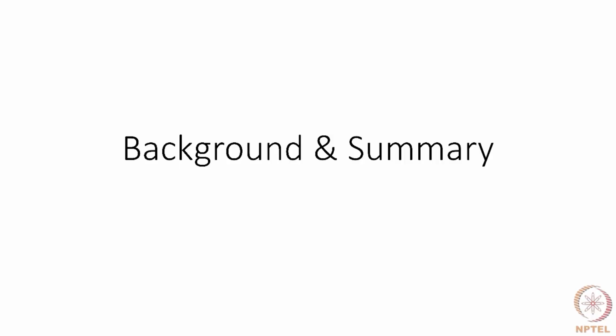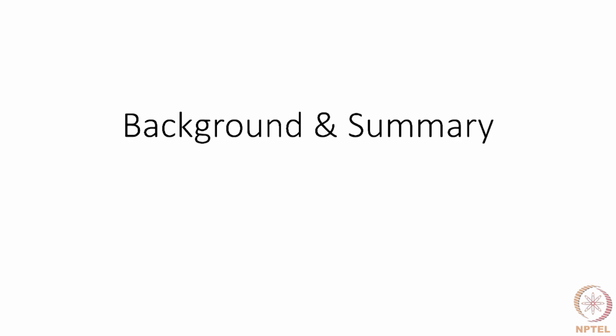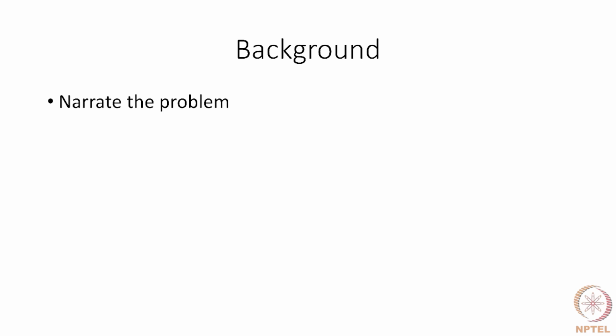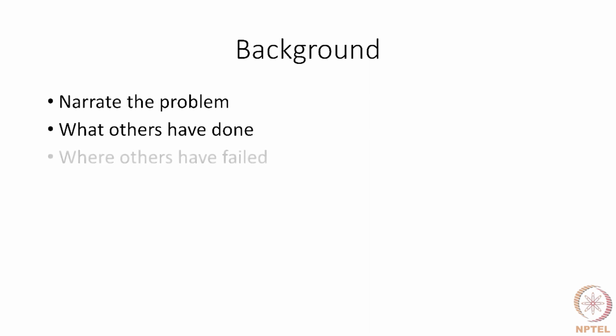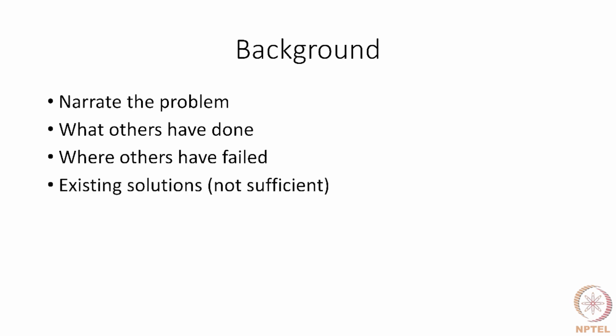Background and summary. The background and summary refers to the first two parts of the specification. Now, the background narrates the problem. It also tells you what others have done. It's more like a literature review which you would find in a scholarly article. It just tells what others have done. More importantly, it also tells where others have failed. And you would also describe existing solutions.